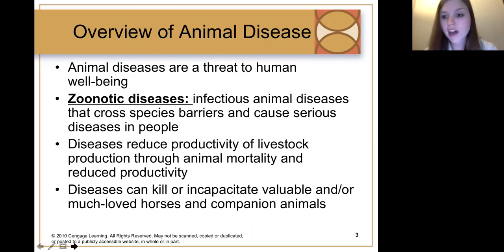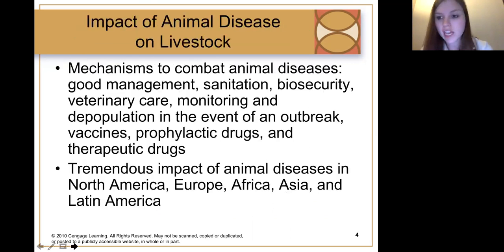Diseases obviously are something that's really important to deal with because they can reduce the productivity of the livestock, because the animals will either be too sick, they won't be growing very well, or you're going to have animals that may die depending on how severe the disease is. So it's really important to understand about animal diseases and how to prevent them.